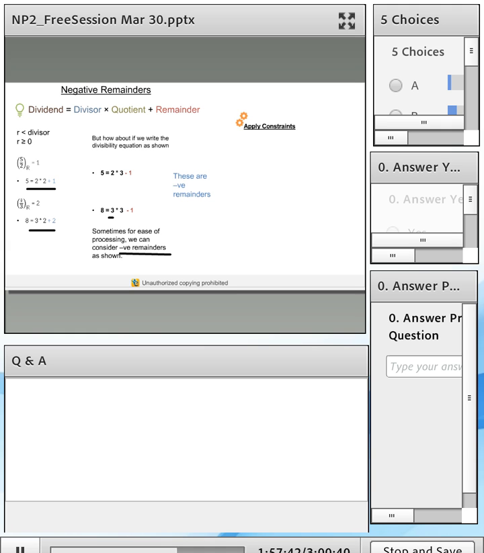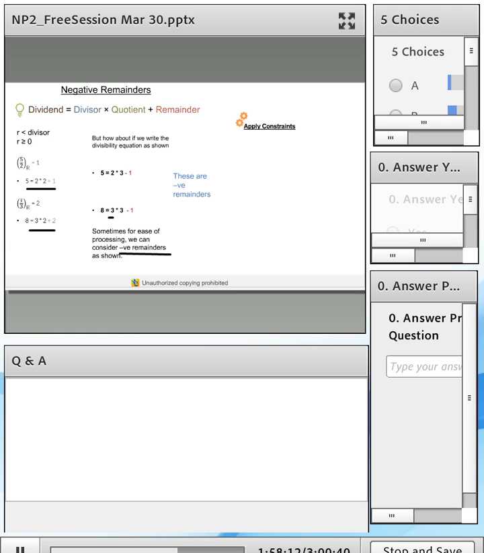Okay, now negative remainders is a very specific concept within the divisibility and remainders realm. But what you're seeing here is that you start off with a very basic concept and you tweak it a little bit, or process it a little bit, in order to make your calculations easy. Okay. And that's where the negative remainders come into the picture.